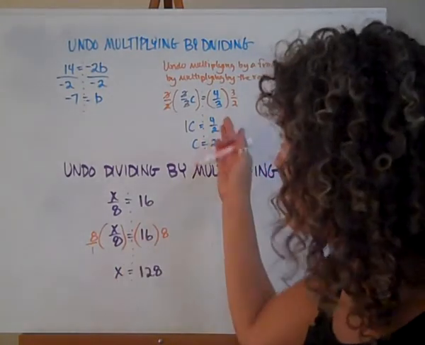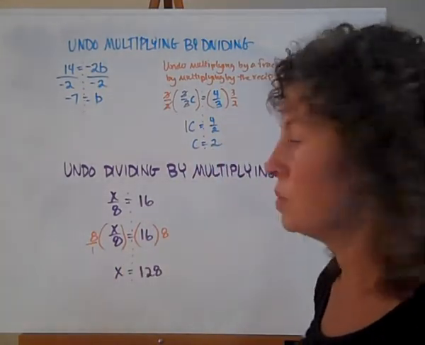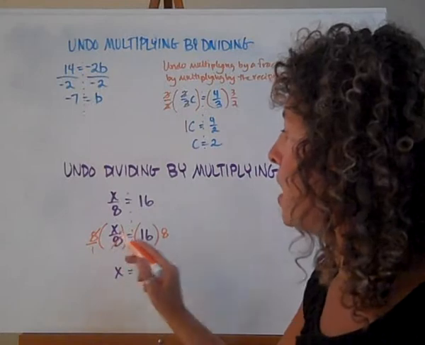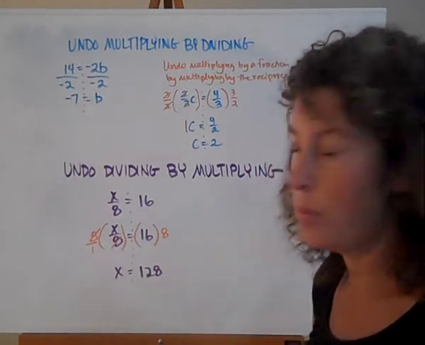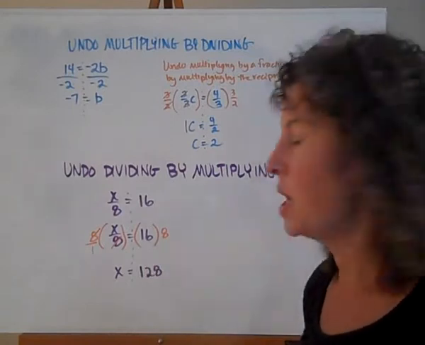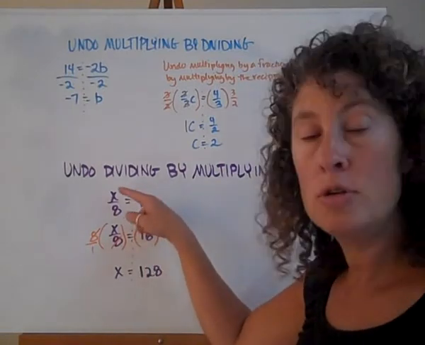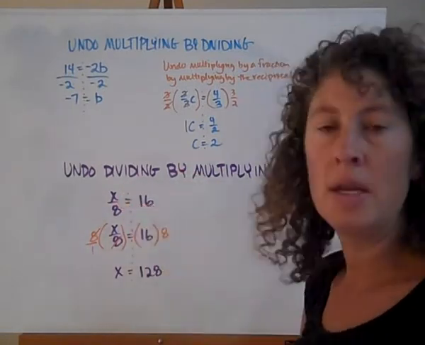And the same thing happens here as happened with our fractions with multiplying. The 8's cancel each other out, and the only thing that remains is just the x, which is totally what we want to have happen. So x is equal to 128. If I checked this, I would say 128 divided by 8, yep, that equals 16.